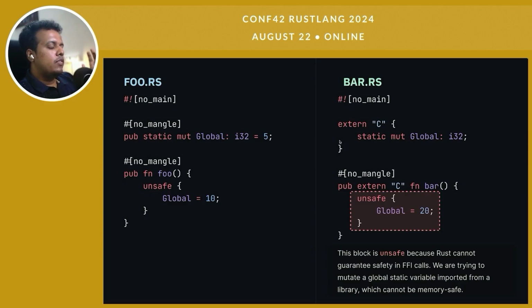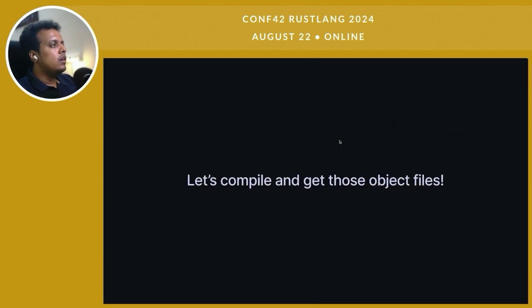But if you think about it for a second, C libraries often expose interfaces that aren't that safe. If you are depending on some other function that takes a pointer argument that isn't valid for any possible input, you end up with raw pointers that are dangling, which again falls outside the Rust safety memory model. So that is why this block is unsafe. All right, let's compile and get those object files.